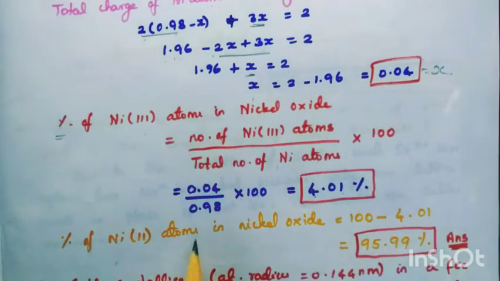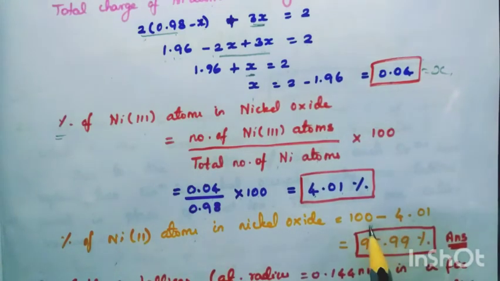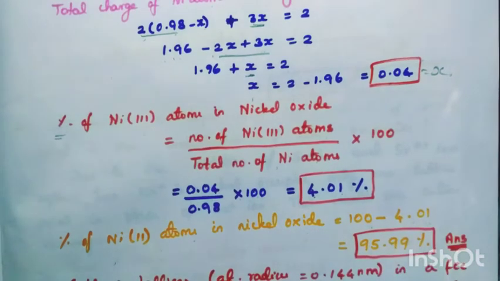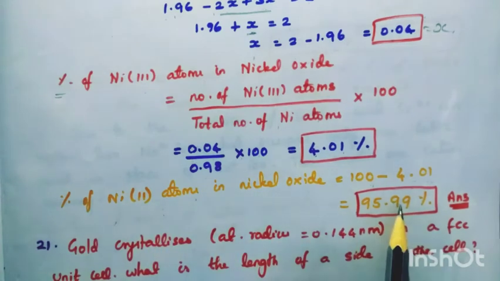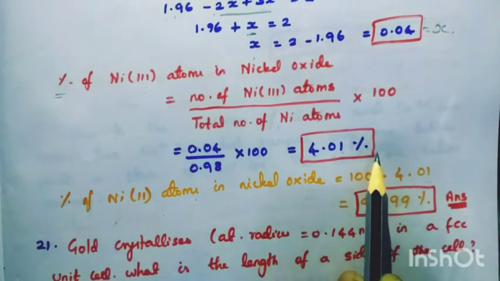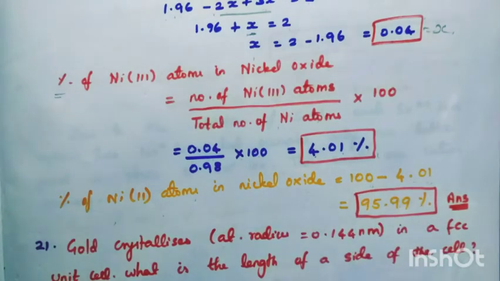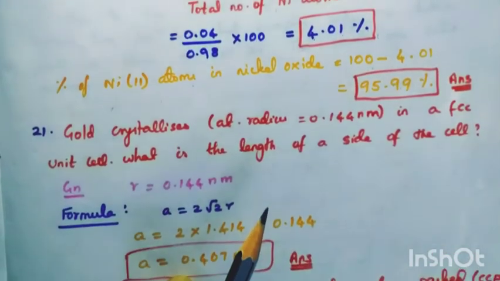Now we are going to find the Ni2+. Ni2+ is 100 minus 4.01, so that is equal to 95.99 percent. So Ni2+ is present in this amount and Ni3+ is present in this amount. This is the fraction of Ni2+ and Ni3+. So this is the 16th problem that we finished. Next is the 21st problem.